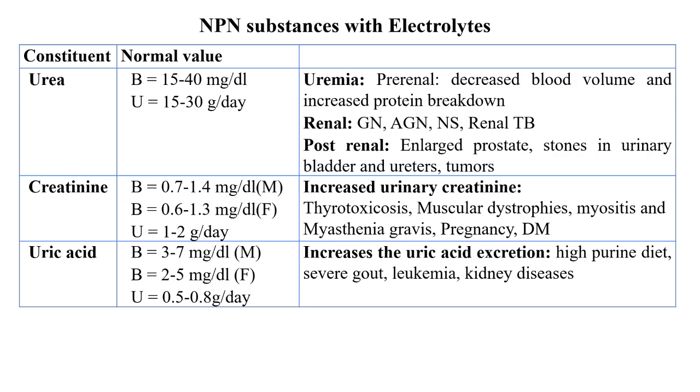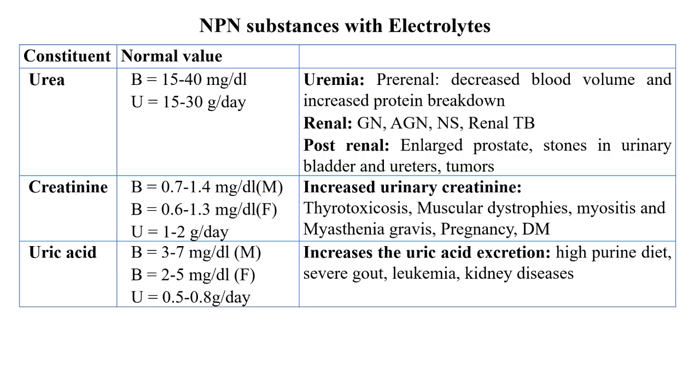So come to the other chemical substances like urea, creatinine, and uric acid. These are also called non-protein nitrogen substances, or NPN substances. These are the normal values in blood and urine. Uremia means increased urea concentration in blood, which is seen in prerenal, renal, and postrenal conditions.